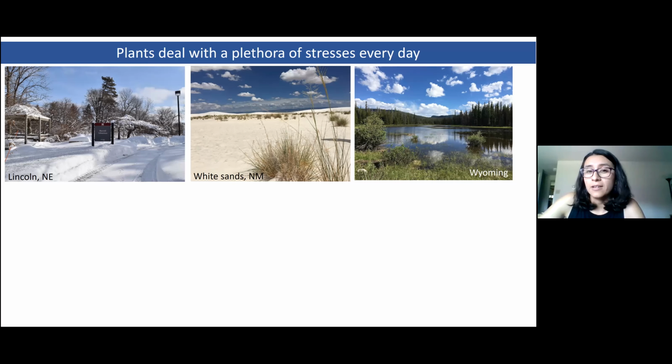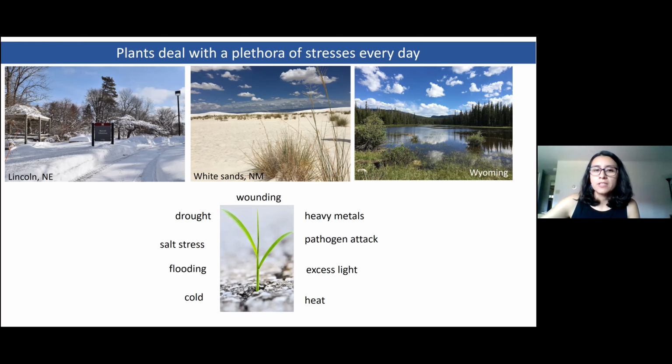That means they sometimes have to adjust during the day and during the night to different conditions in order to survive. So as I was telling you, there are a lot of different stresses: drought, salinity, flooding, cold and heat, excess light, even pathogen attack, insect attack, heavy metals, wounding, or just the plants being damaged sometimes by the wind. All those are examples of stresses where, if you think about it, the plant cannot just run away and protect itself from the environmental conditions. So they have very sophisticated mechanisms to survive and adapt under the different conditions.